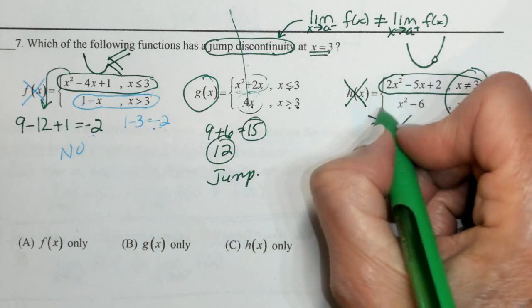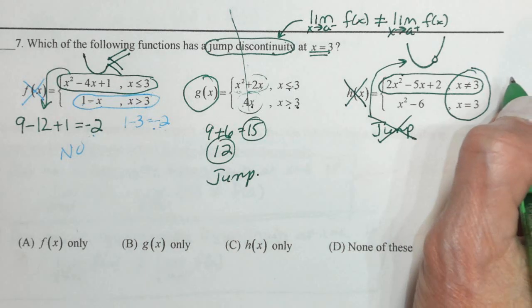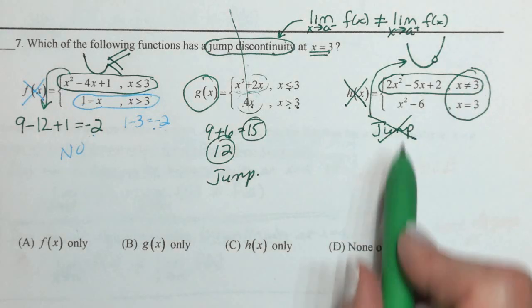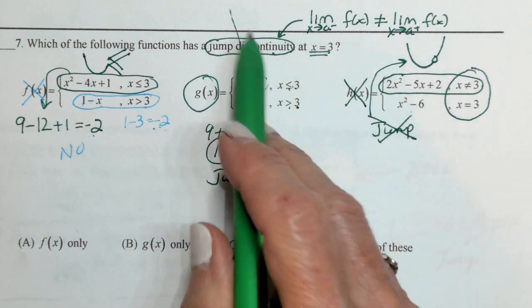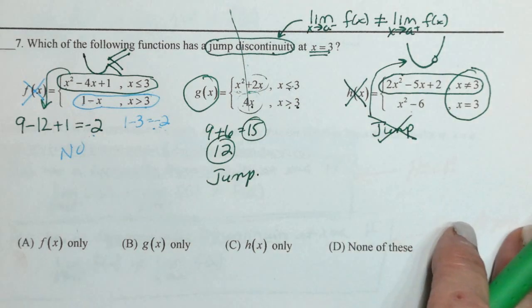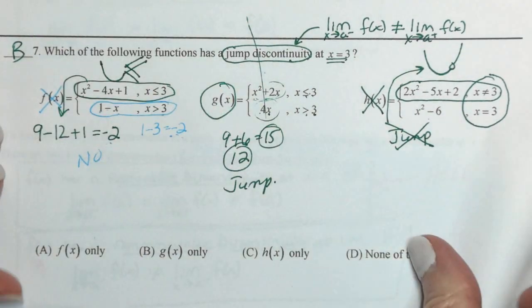Okay? Because at most, it would have a hole. At most. Or this might fill the hole, but we don't even have to check because all we were asked to do is, is there a jump? So the right answer here is B.